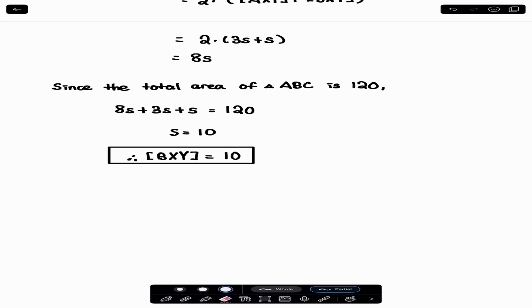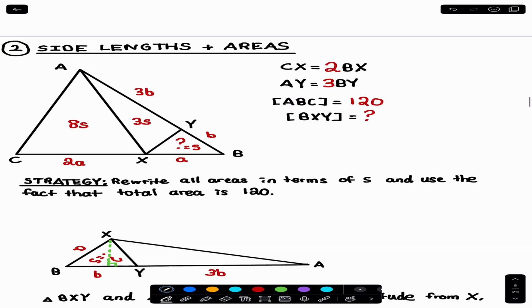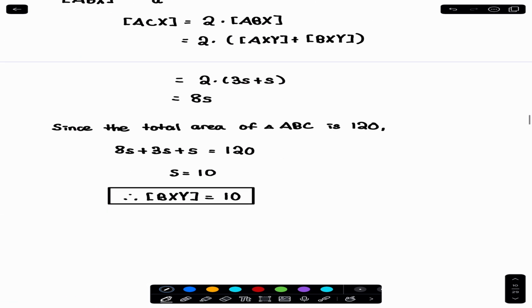I'm going to fix that actually. Don't really like that. There we go. Much neater. Let's move on to question 3.